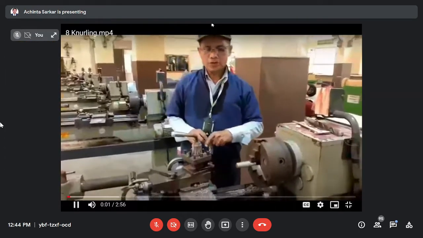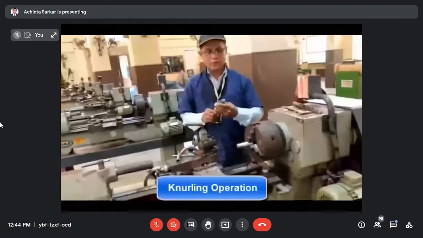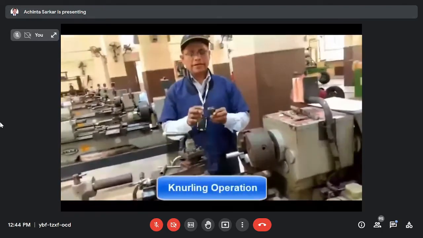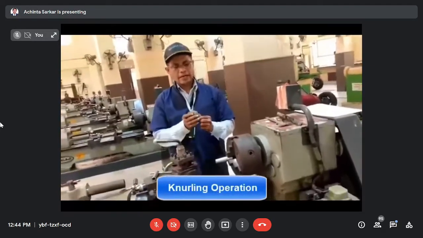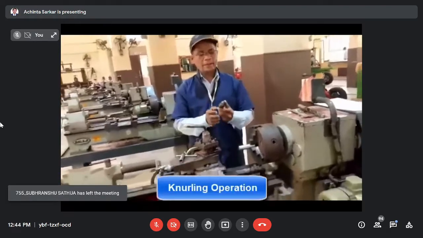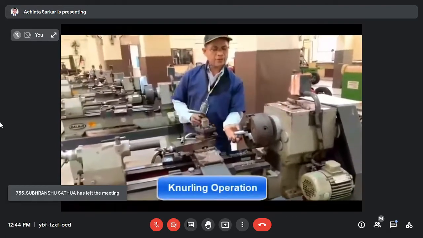Now going to do what? Knurling operation. For knurling operation, you have to use the knurling tool. Here are the two rollers, and these are made of high carbon steel. And here is a cross roller. By the help of this roller, you can create a knurl. It means grip, you can produce a grip.